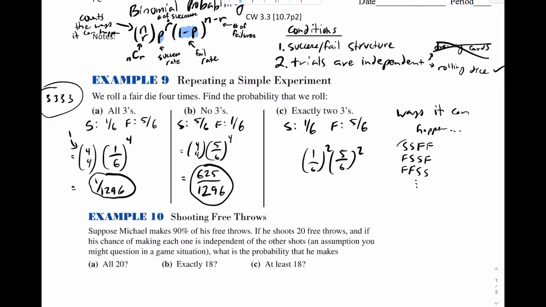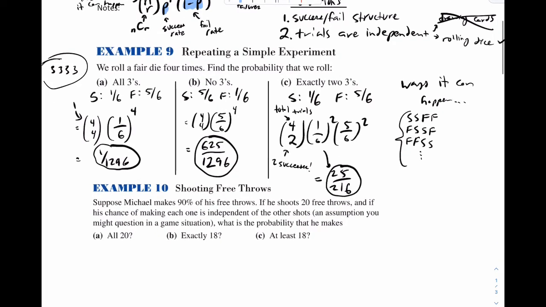So in order to account for all of these situations, we have to put the choose function, and we're going to put 4 choose 2. 4, because that's your total trials, and we're picking 2 successes. So notice how this now is meaningful, whereas in other ones it didn't really do much, but in this problem it's definitely meaningful. So you're going to type that into your calculator, and you're going to get 25/216. Okay, let's try another example.